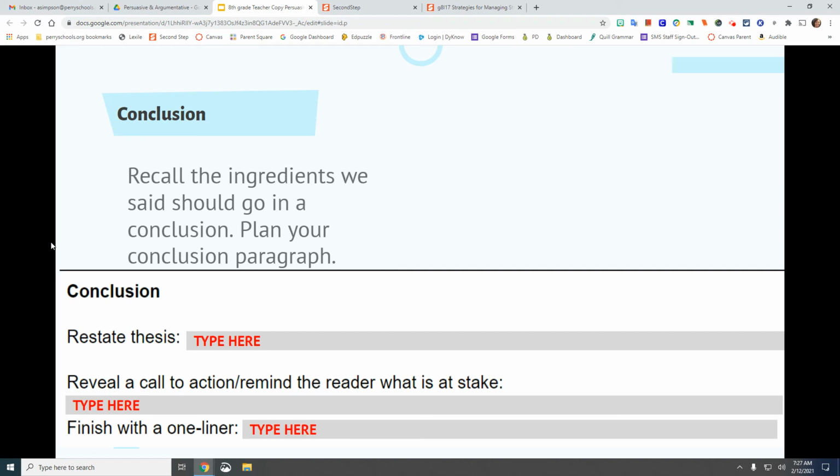And then you remind the reader what is at stake. So if they don't agree with you, if they don't take any action, what will happen because of that? And then finish with a one-liner. It could be a quote from a famous person. It could be a strong statement, but it should be memorable.